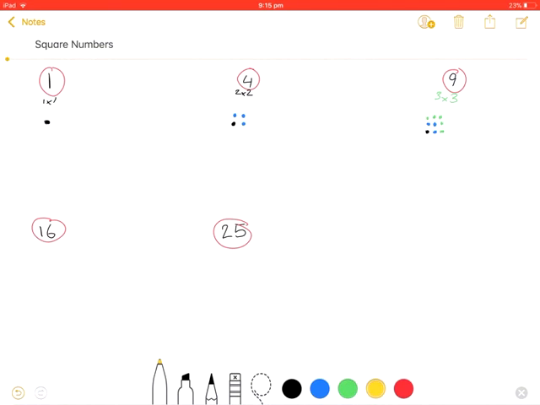So I wonder what it is for 16 then. I've got my 1 times 1. I've got my 2 times 2. I've got my 3 times 3. Wonder what 16 is. Yeah, that's right. It's 4 times 4. What are you seeing with the factors? Yeah, they're multiplying by themselves.